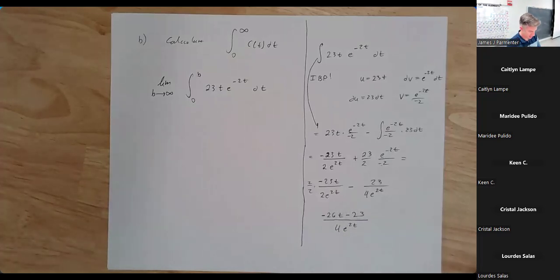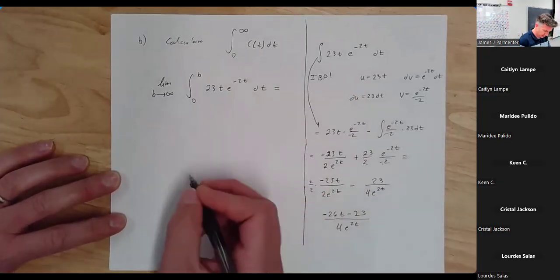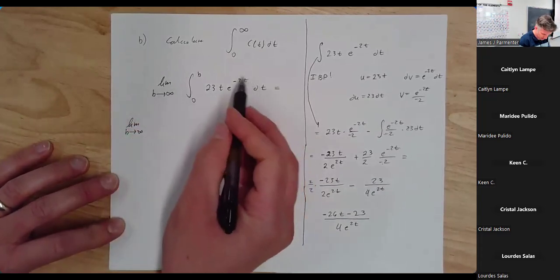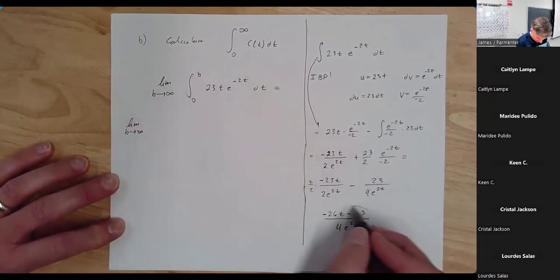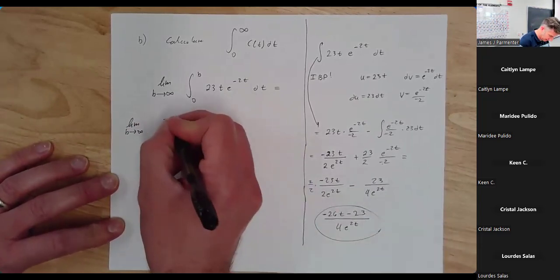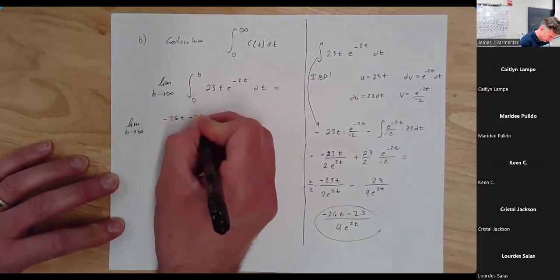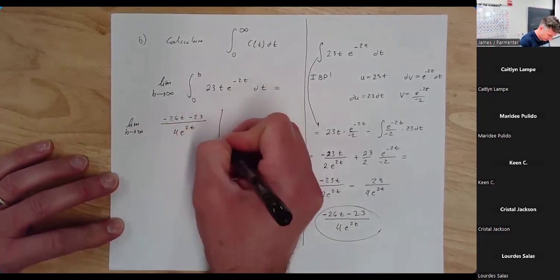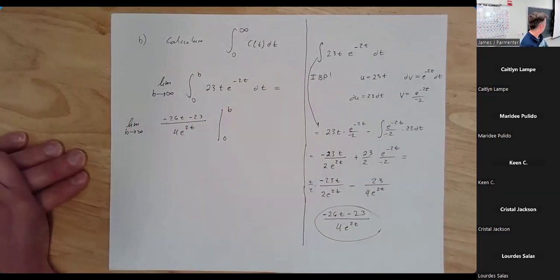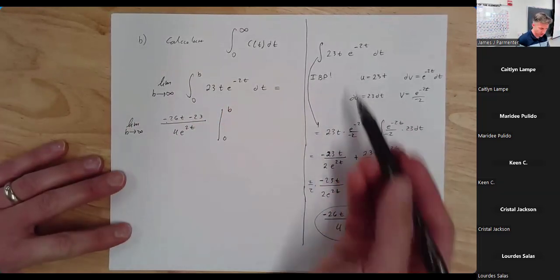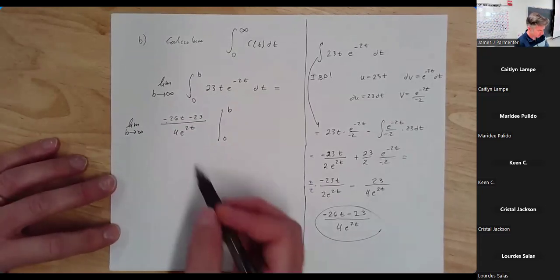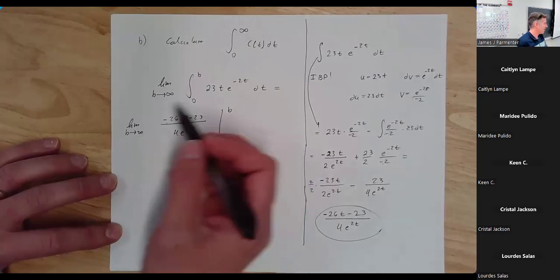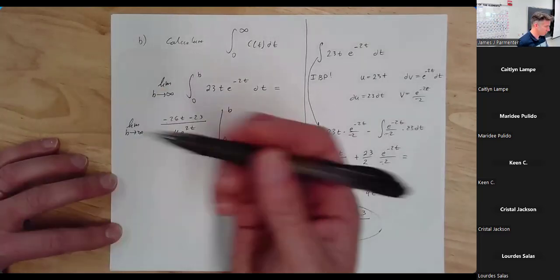We did the integral. Now let's go back over here and plug it into this whole thing. This is going to be the limit as b goes to infinity. We just did the antiderivative of that. It's going to be negative 26t minus 23 all over 4e to the 2t evaluated from 0 to b. Hopefully you can see why I chose to do all this on the side and then just plug the antiderivative back in here, plug in b and 0, and then take a limit of that.